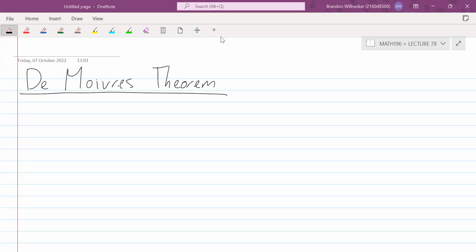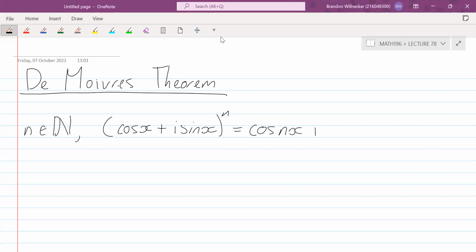Hi there. So today we're going to go over De Moivre's theorem and an application of it. First, let's just state the theorem and then we'll do a quick proof. The theorem says that if n is a natural number, then (cos x + i sin x) to the power n is equal to cos nx + i sin nx. So this n from the exponent goes into the argument for cosine and sine.